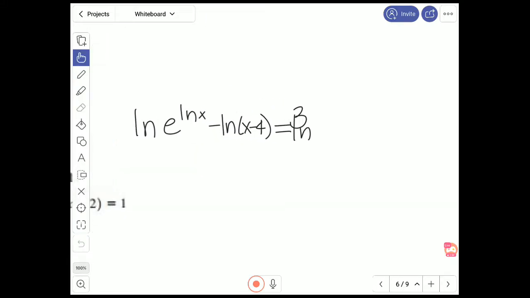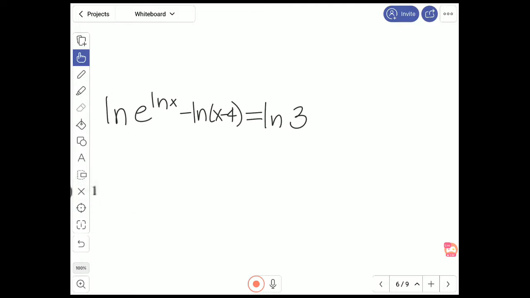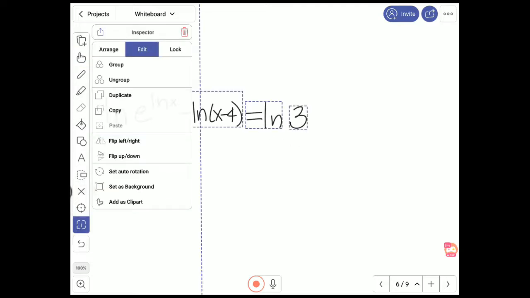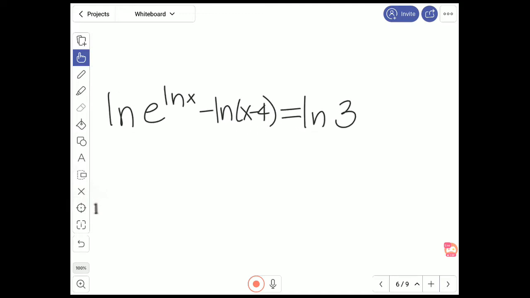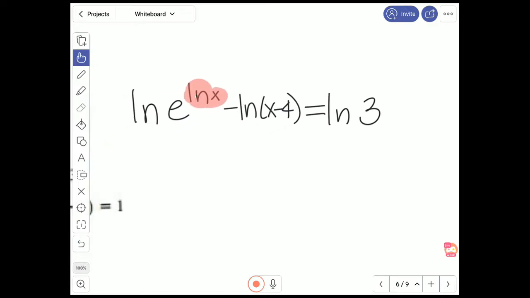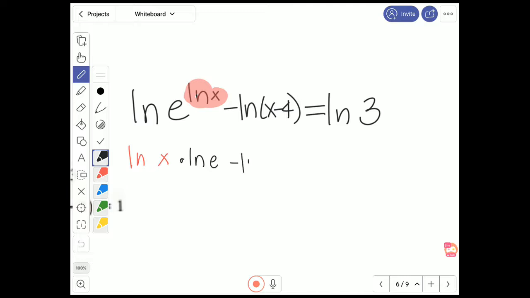All right. So as always, whenever I have exponents, they actually can become my coefficients. So I'm going to rewrite this problem as the natural log of x times the natural log of e minus the natural log of x minus 4 equals the natural log of 3.